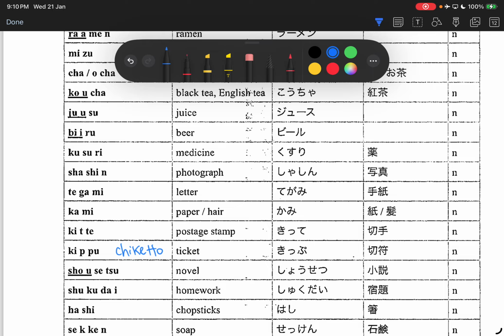How do you write the hiragana? Chi, ke, and to. Chiketto. What is it derived from? Ticket. Chiketto, ticket. Because they don't have a TI sound, so the closest to the TI sound is CHI.